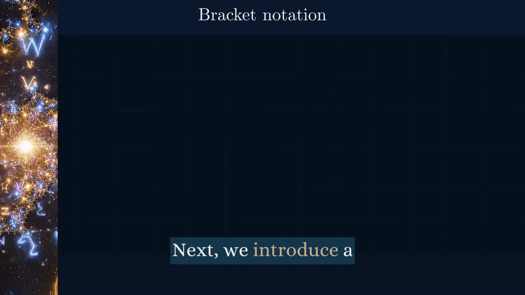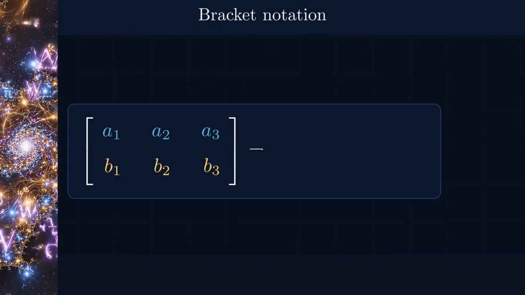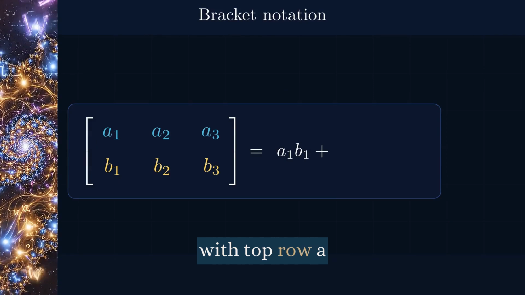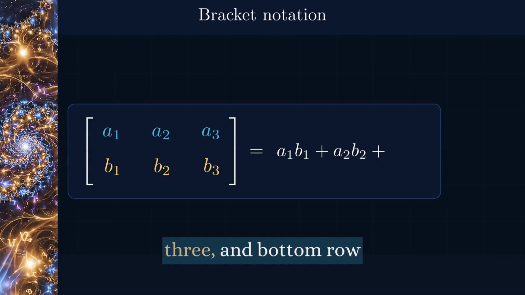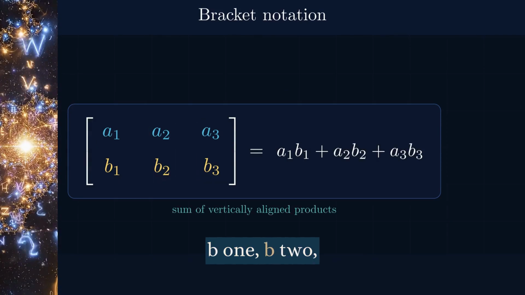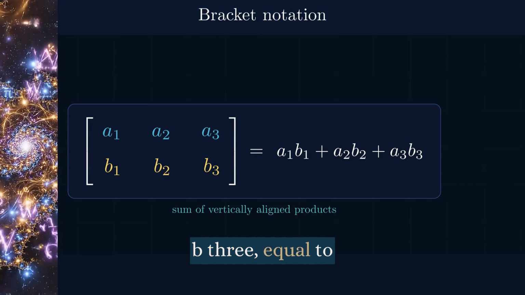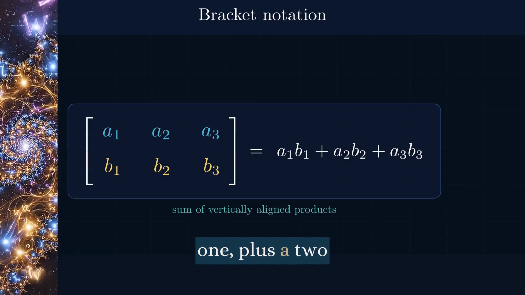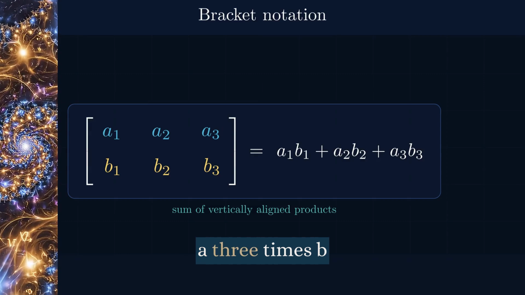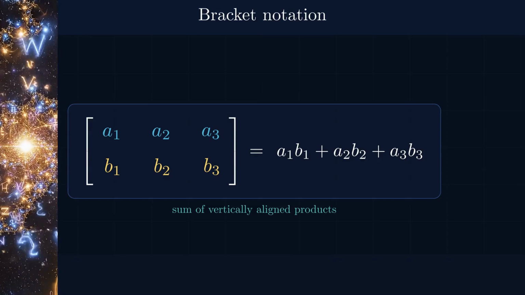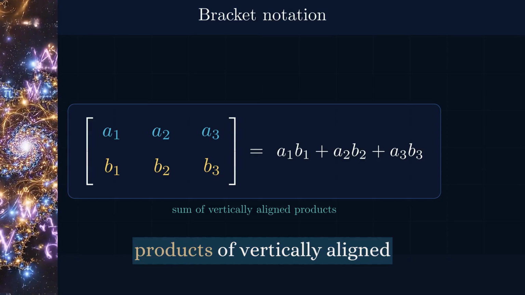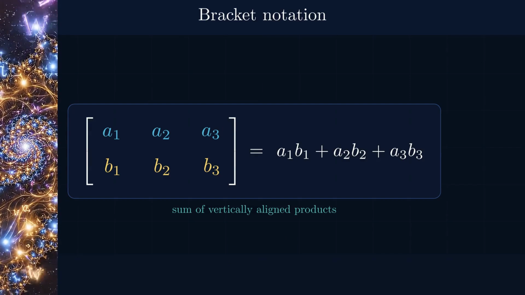Next, we introduce a convenient bracket notation. We write the bracket with top row A1, A2, A3, and bottom row B1, B2, B3 equal to A1 times B1 plus A2 times B2 plus A3 times B3. So this bracket means the sum of the products of vertically aligned entries.